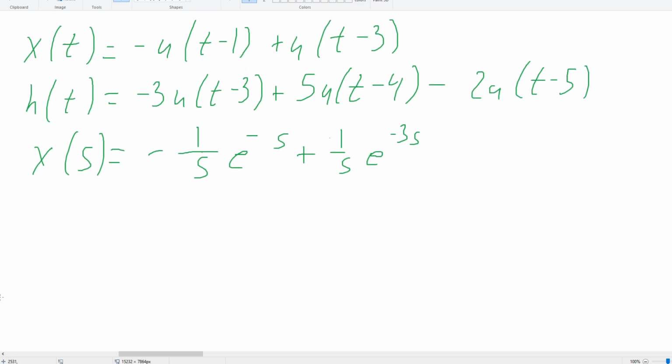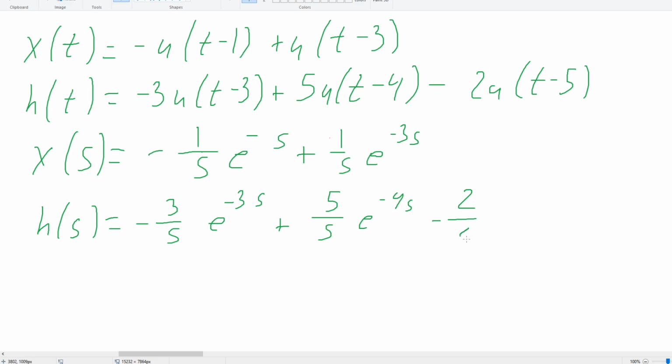H of t, same thing. H of s is equal to, so there's a constant outside, so this is going to be negative 3 over s, because it's u, and this is going to be at negative 3. This is going to be 5 over s e to the negative 4s. And this is going to be 2 over s e to the negative 5s.